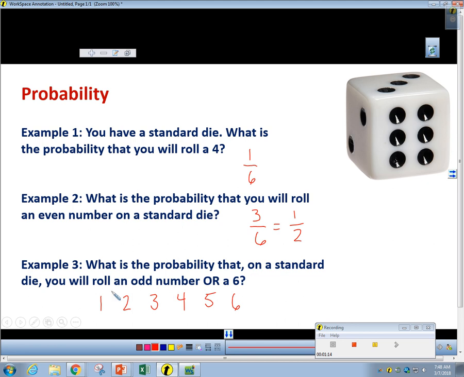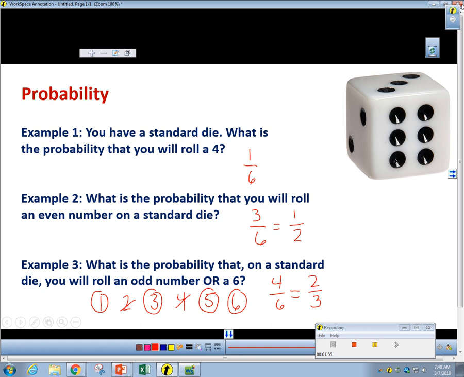So 1, that's an odd number, so that's good. 2, it's not an odd number, and it's not 6. So 2 is out. 3 would work because it's an odd number. 4, not odd, not a 6. 5 is an odd number. 6, not an odd number, but it is a 6. So 6 is okay. So altogether I have 4 that work out of a total of 6. Again, I can simplify this. I can divide both numbers here by 2, and I get 2 out of 3. So I have a 2 in 3 chance of getting one of these numbers. So that's how that works.